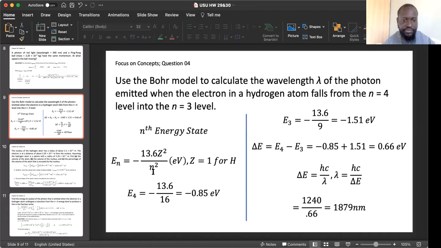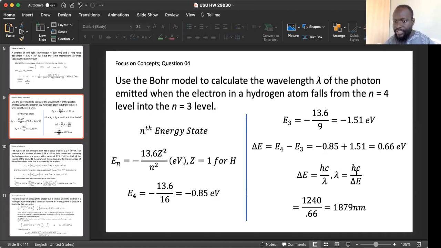So the energy of the nth energy level for a hydrogen atom is given by this, where Z is the atomic number, which is 1 for hydrogen. So for n equals 4, we get 13.6 times 1 squared over 4 squared, so negative 13.6 over 16. Do that for n equals 3 also, and you get this answer. Z is still 1, and then the change in energy is the difference, E4 minus E3. Negative, negative makes plus. Then you get your delta E to be hc over lambda.